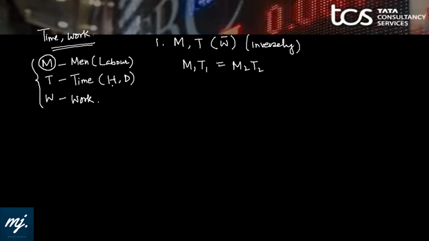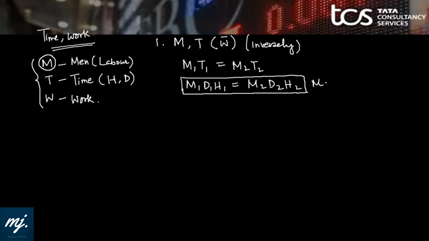Now if I break this T into hours and days, or days and hours, we can see the first step of our masala formula: M1 D1 H1 equals M2 D2 H2, MDH MDH. That's why I call it the infamous masala formula, applicable to solve many good questions in time and work.